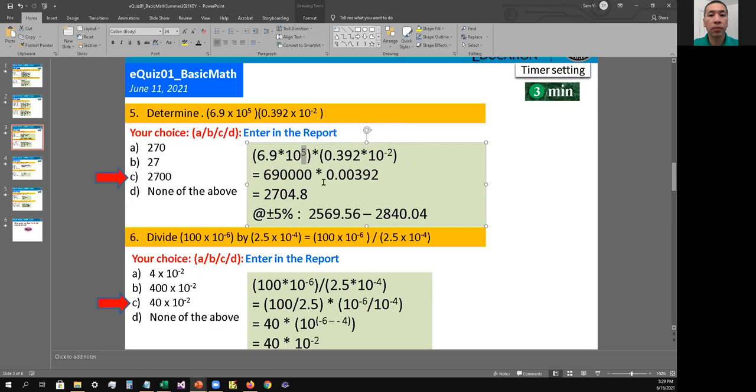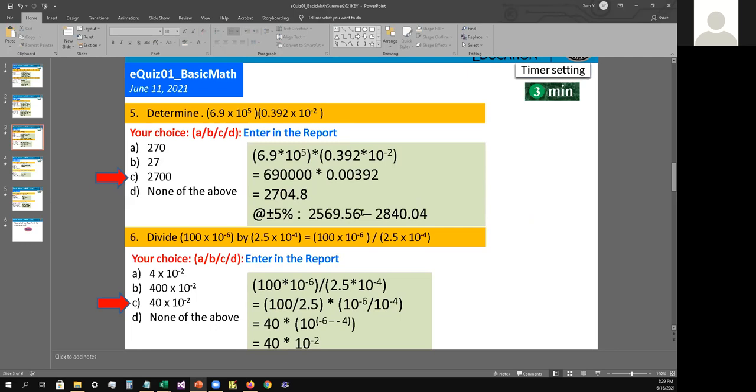690000 times this one, which is negative 2, so I move 2 places to the left: 1, 2. So 690000 times 0.0039 gives you 2704.8. The one closest to the answer is C for number 5. D is correct because it's not 2, it's 2704.8. We didn't know about the plus or minus 5% tolerance.